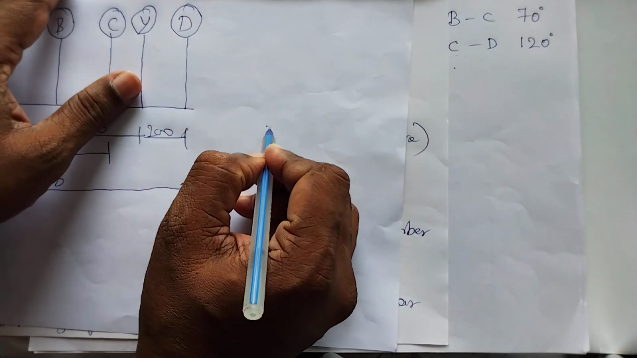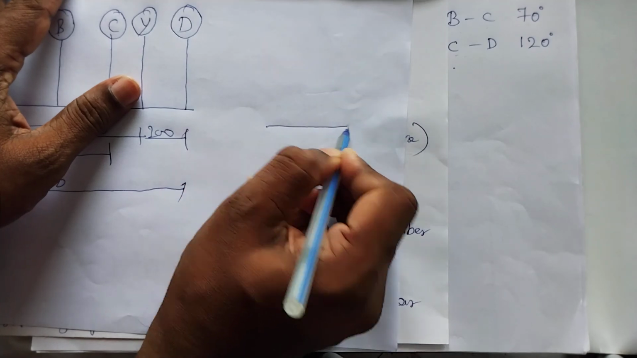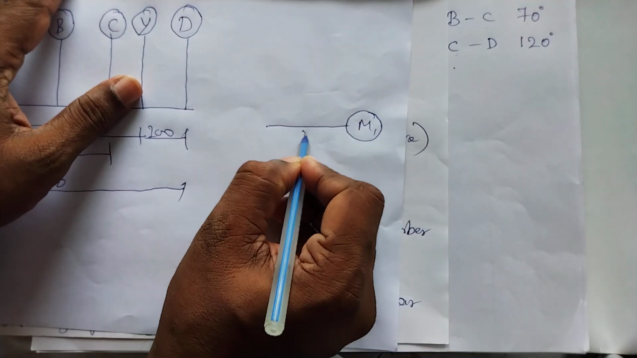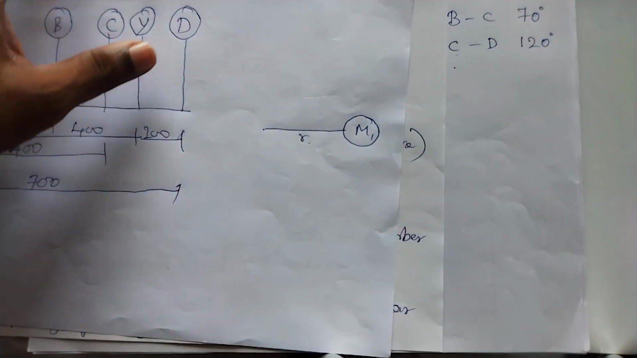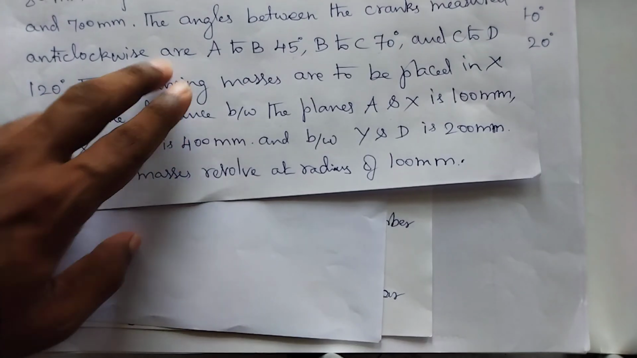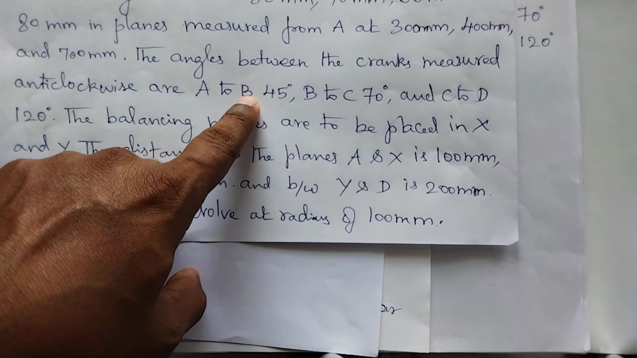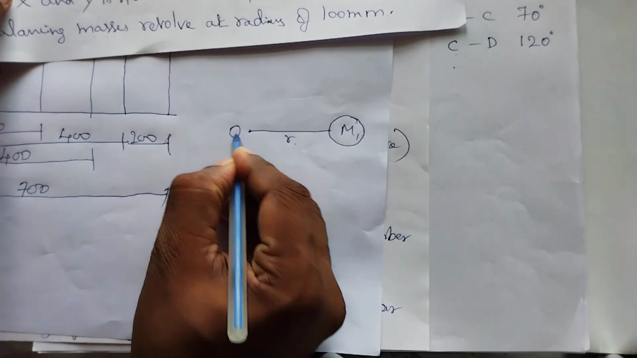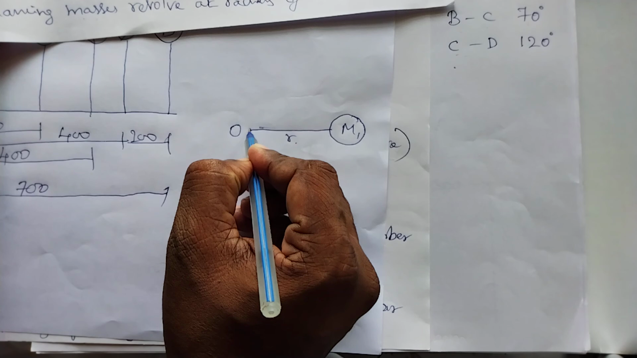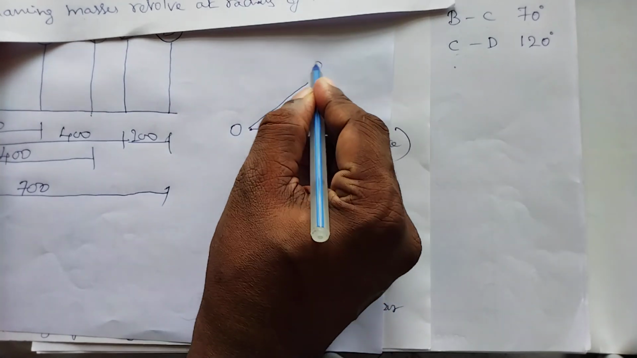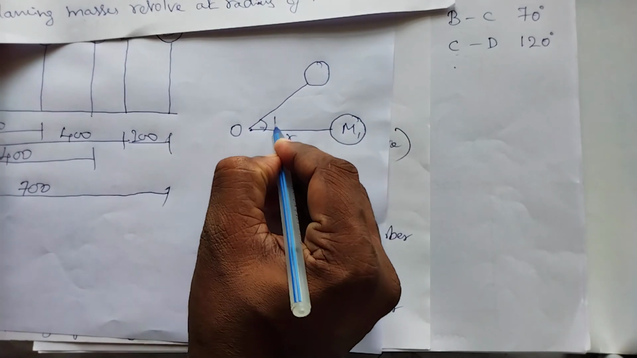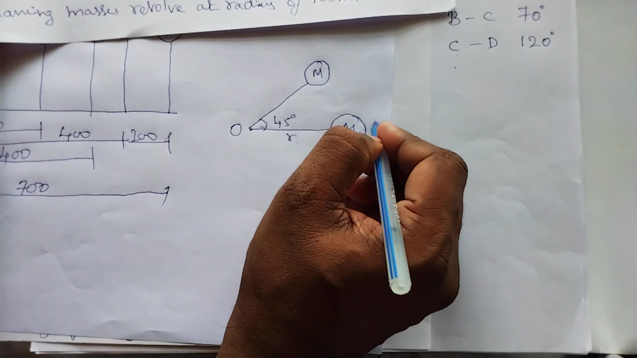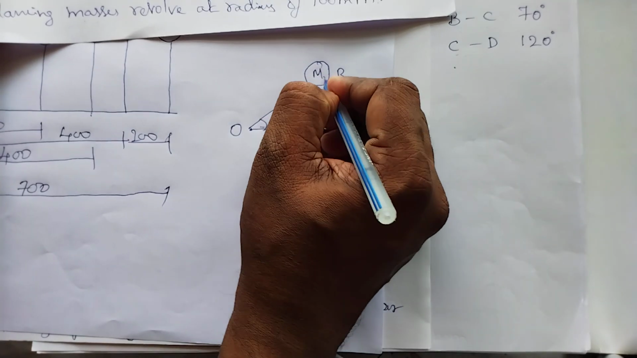First mass you take it as horizontal. This is mass M1, corresponding radius. We know the angle is given A to B, it is 45. So this is O point. From here you measure 45 and draw the next mass. So this angle is 45 degree. This is mass A, this is B.